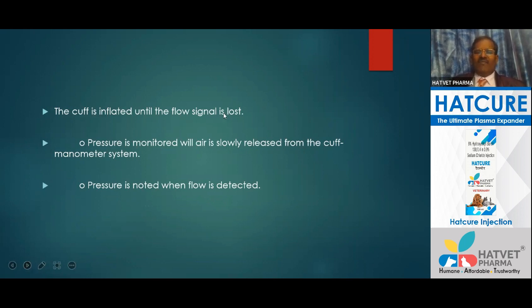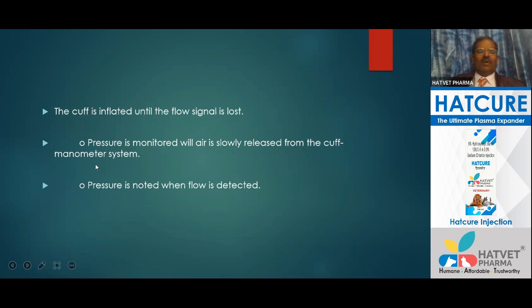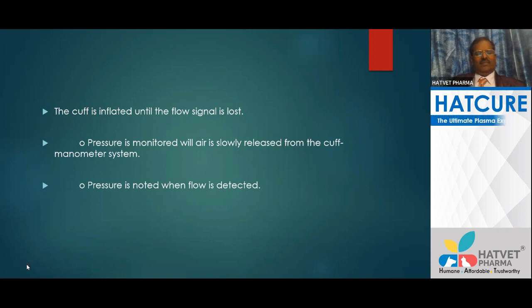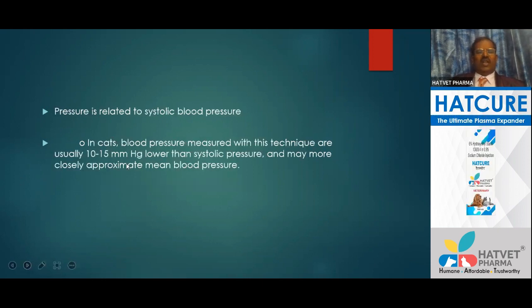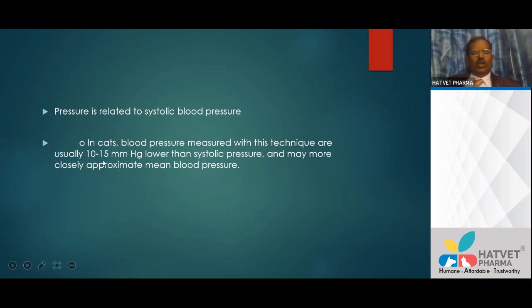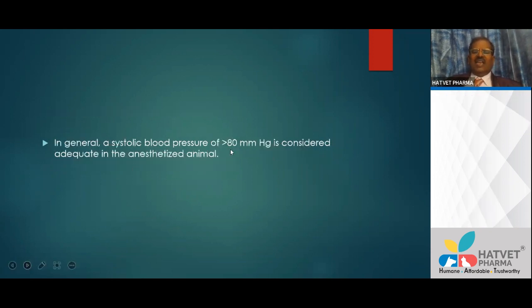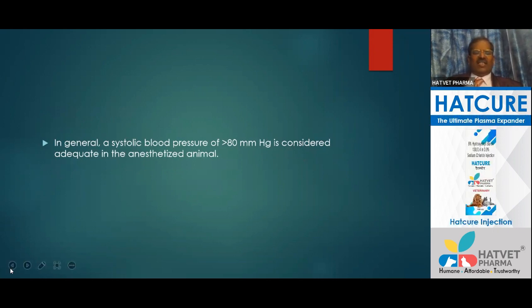The cuff is inflated until the flow signal is lost. This I already told. The pressure is monitored while air is slowly released from the cuff manometer system. The pressure is noted when the flow is detected. This pressure is related to the systolic blood pressure. In cats, the blood pressures measured with this technique are usually 10 to 15 mmHg lower than the systolic blood pressure and may more closely approximate mean blood pressures. In general, systolic blood pressures more than 80 mmHg are considered adequate in anesthetized animals.